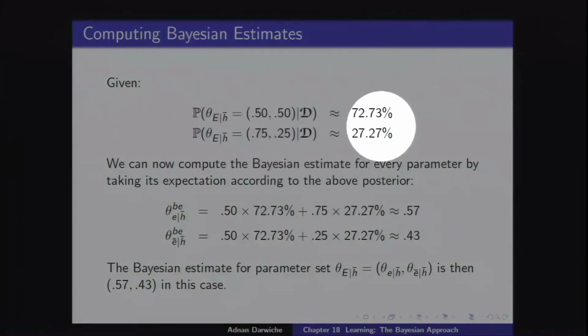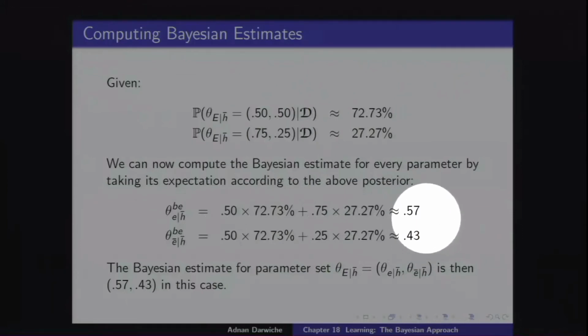If I want to compute the expected values, what do I do? First I want E true given H false, right? These are the first and the second guy. I multiply this by that, and I multiply 75 by that. That's what I'm doing here. That's the expected value of the first component, correct? Similarly, for the expected value of the second component, I take the 50 by this, 25 by that. That's what's happening here. That's the Bayesian estimate.